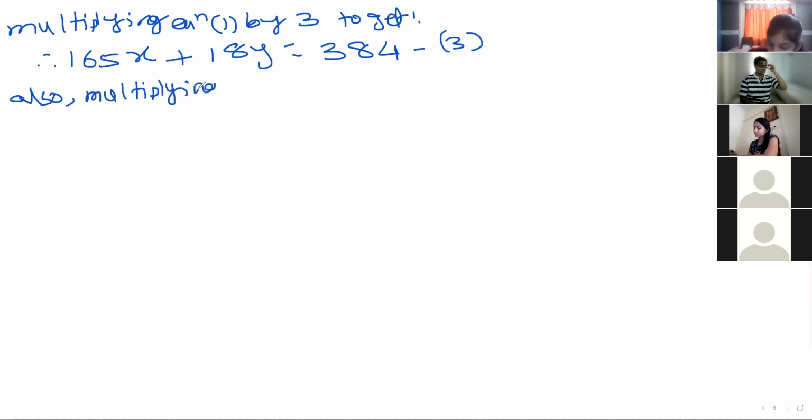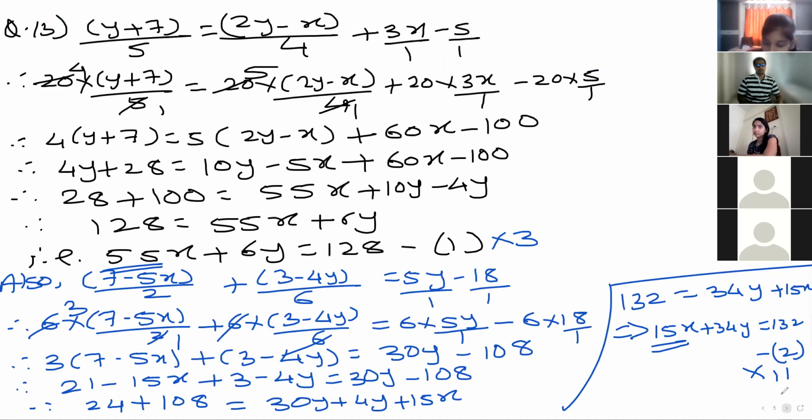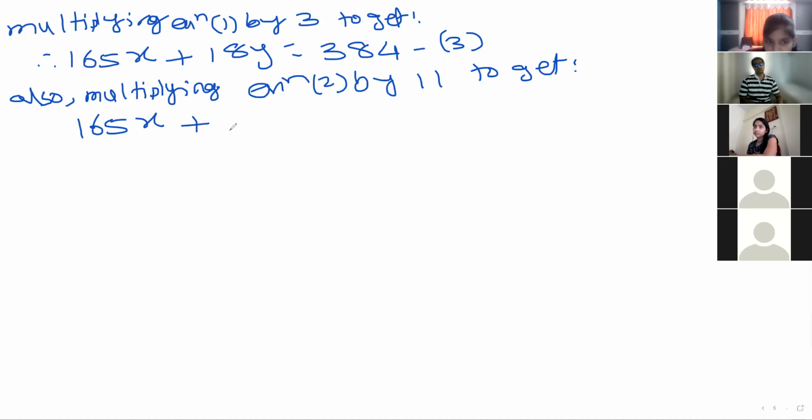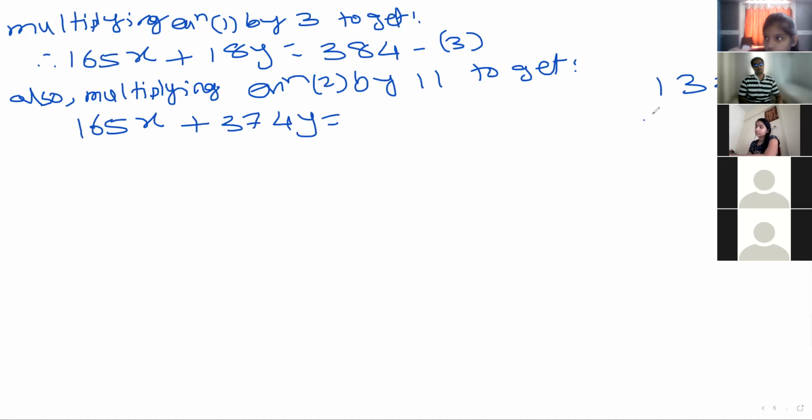Also, multiplying equation 2 by 11, you get 165x. 15 into 11 is 165. And 34 into 11 is how much? 340 plus 34, 374. 374y is equal to 132 into 11. 1320 plus 132. It's very easy to calculate. 1452. Is that clear? This is equation 4.